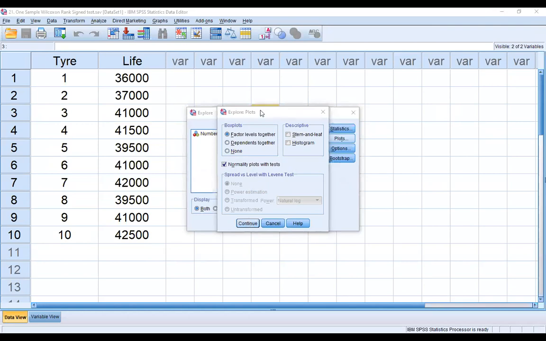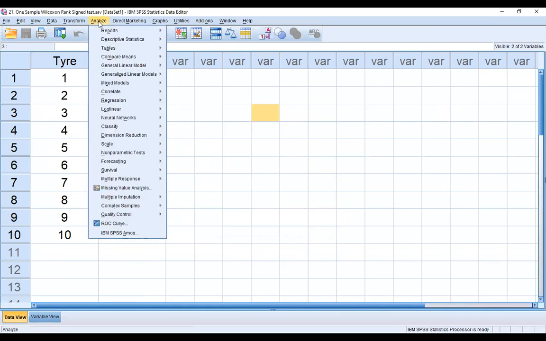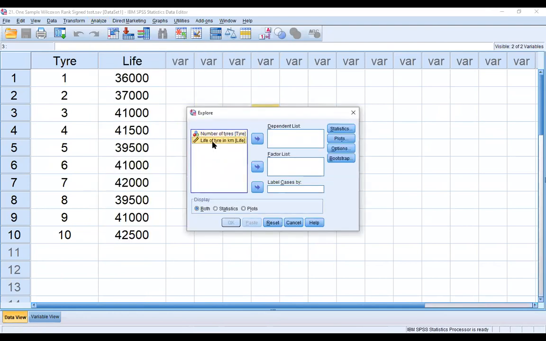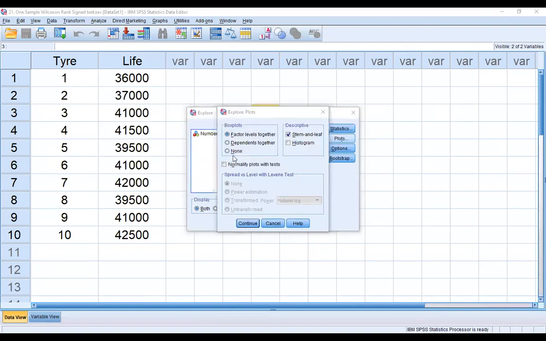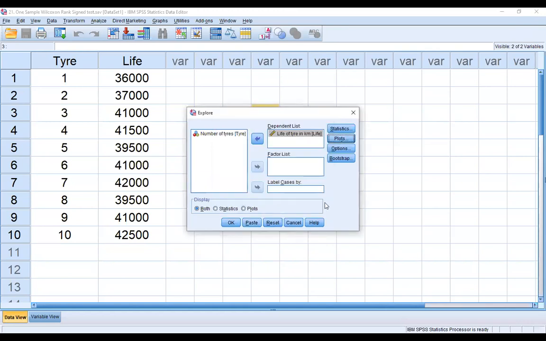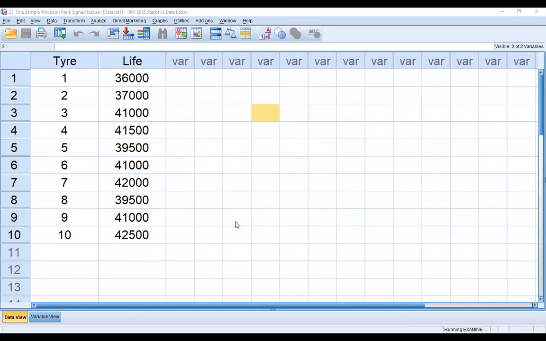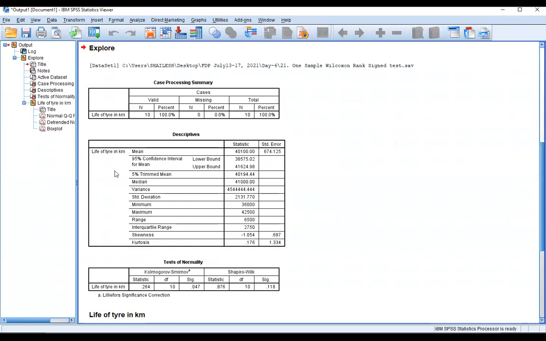Again, I am repeating how to check the normality of the data. Analyze, descriptive statistics, and explore. The life of the tire in the dependent list, plots. So I need only normality plots with tests, and then continue. After continue, okay, now I am sharing the output with you.